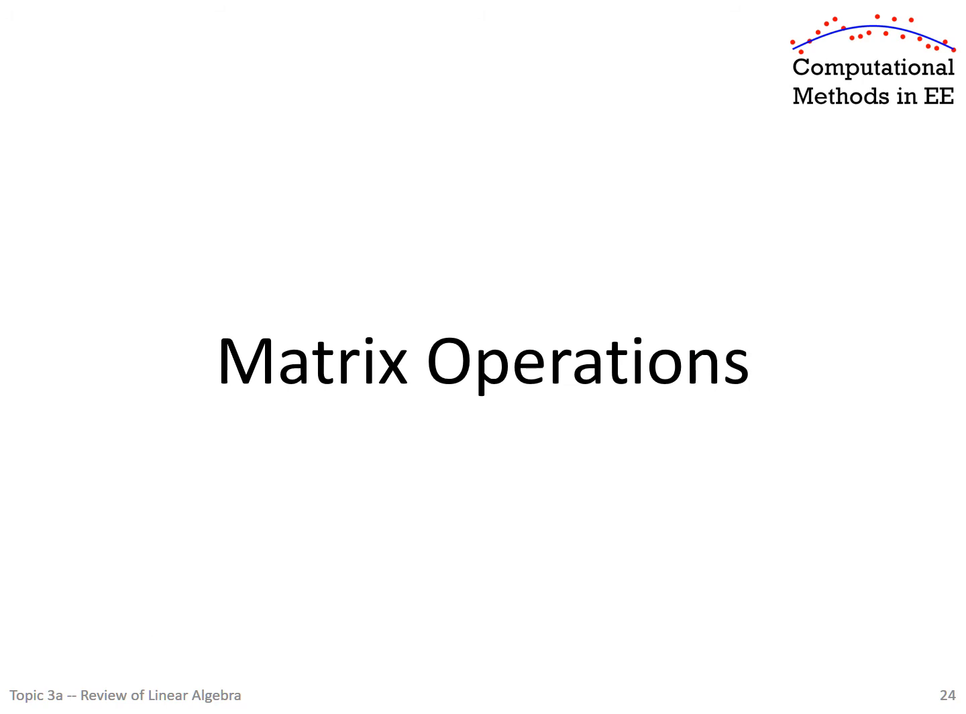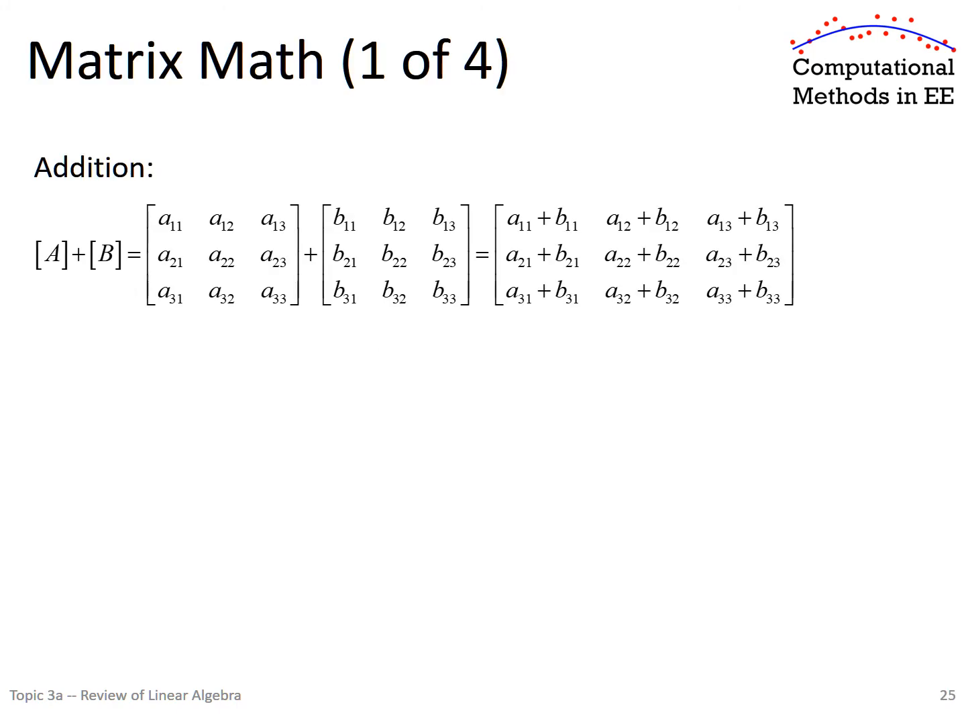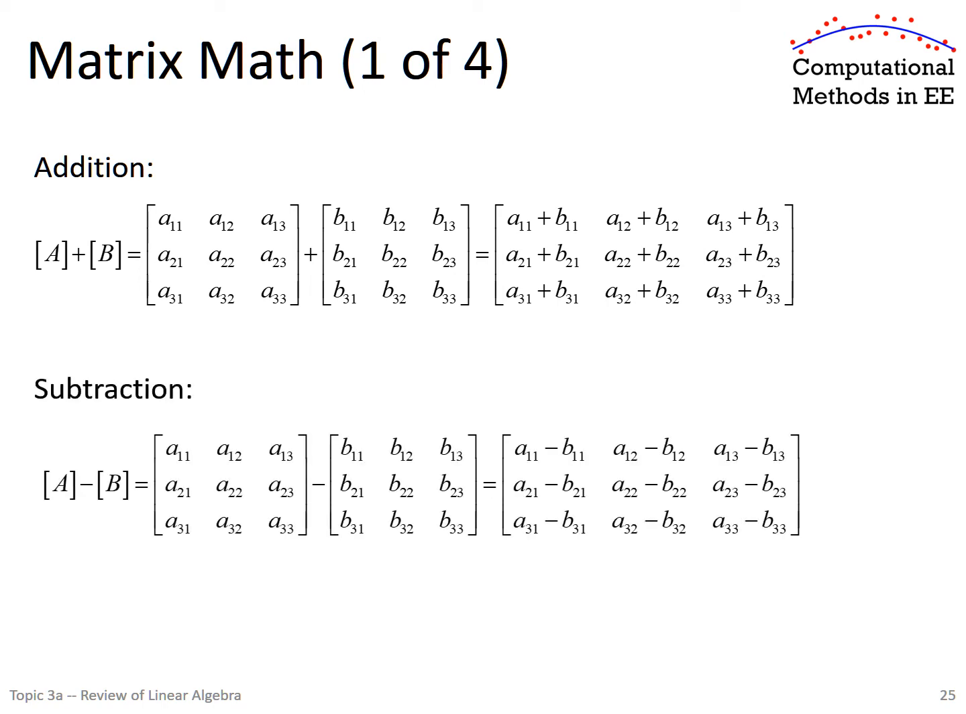On to matrix operations. I think we can move pretty fast here because this should be mostly review. Addition: when we're adding two matrices, we add them element by element. So for the very upper left element, we'll take A11, add it to B11, and that gives us the upper left element in our new matrix. So each element we add. It's an element by element addition. It makes sense to be the same thing for subtraction. We are doing an element by element subtraction. Very easy.